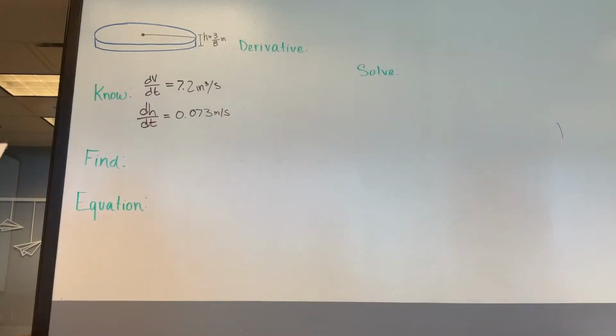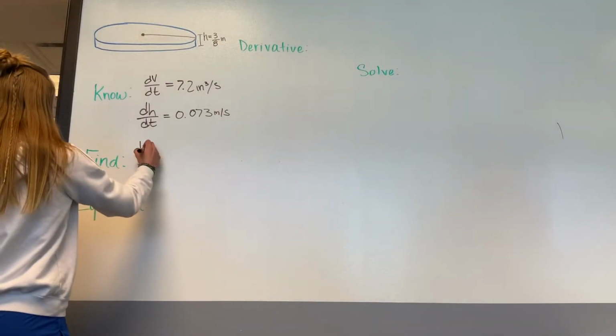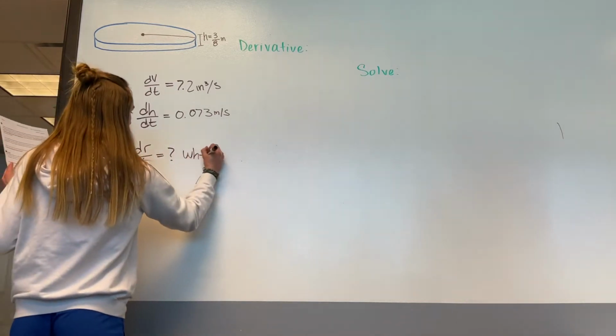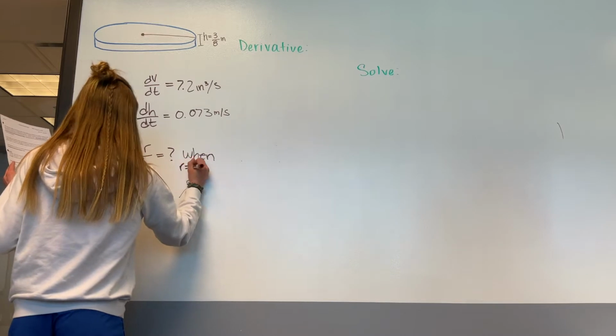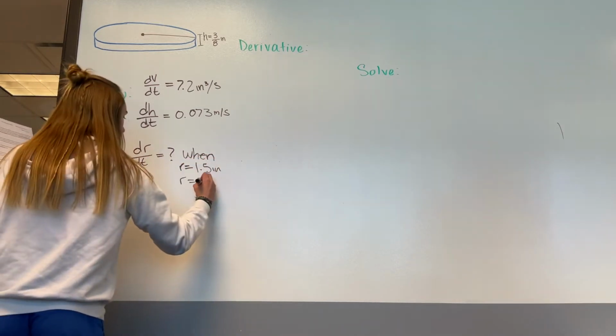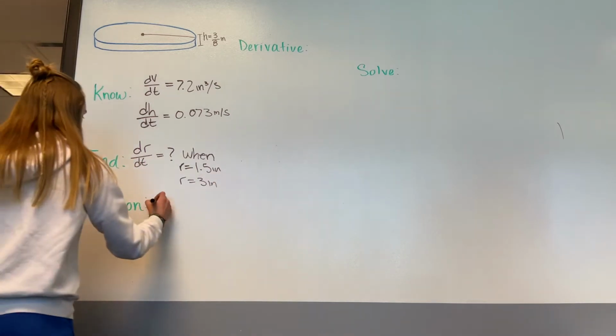What we know about this problem is the total volume it reached with respect to time of 7.2 inches cubed per second. We also know height with respect to time as 0.073 inches per second, as stated before. We need to find the increasing rate of the radius when it is 1.5 inches and 3 inches.